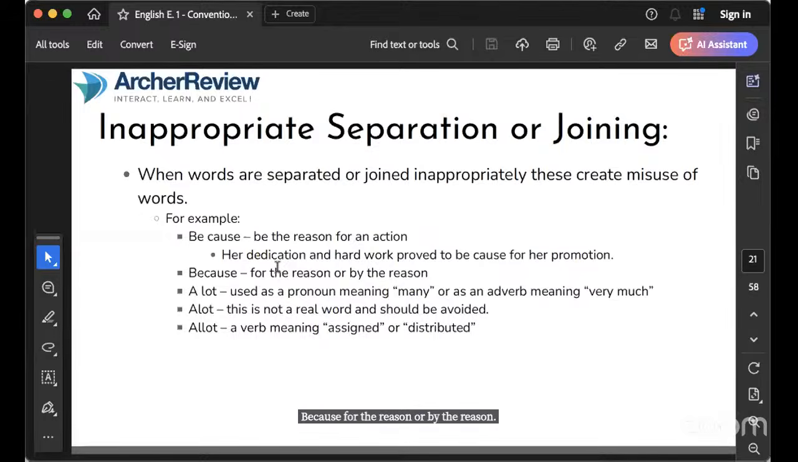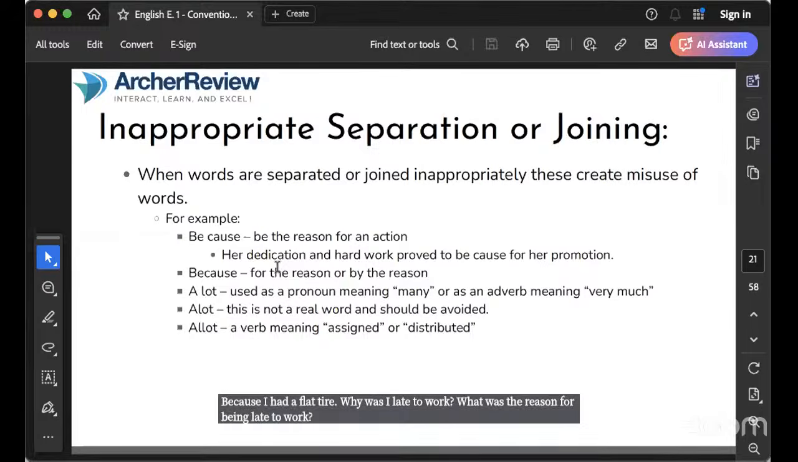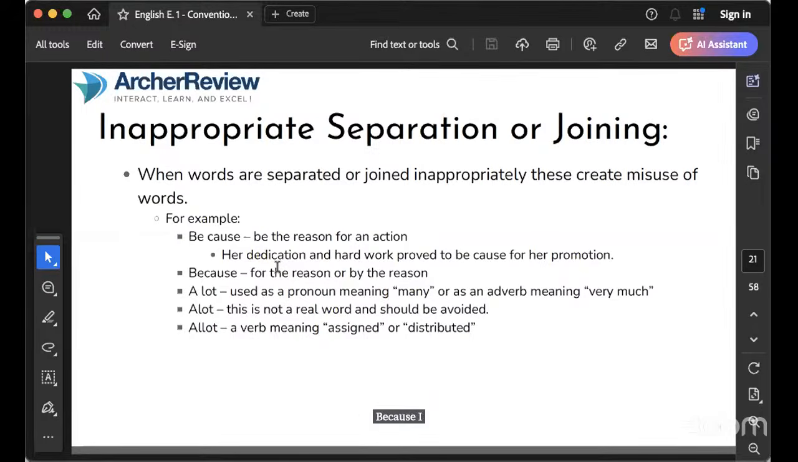Okay? I was late to work because I had a flat tire. Why was I late to work? What was the reason for being late to work? Because I had a flat tire. The flat tire is the reason for being late to work.